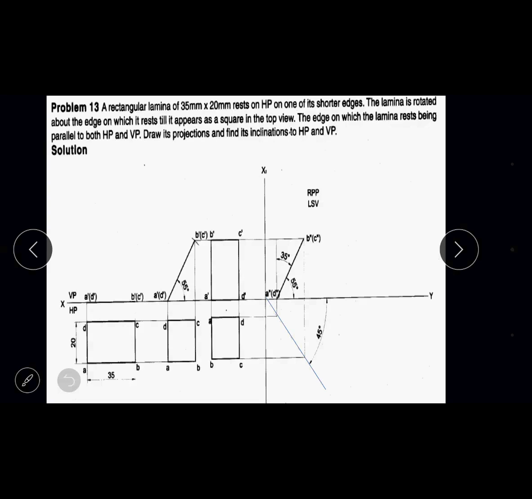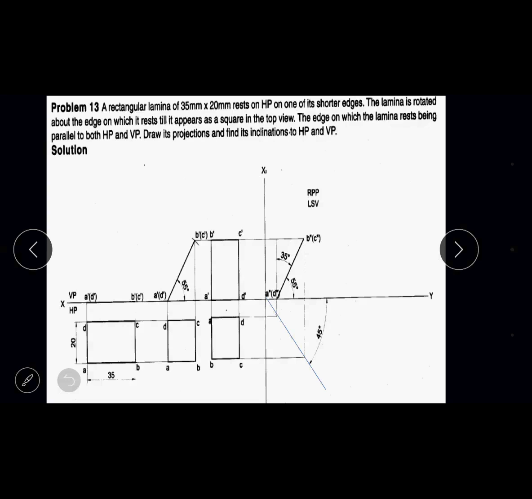Instead of a square lamina, a rectangular lamina of 20 and 35 is given. In the previous problem the view was a rectangle; here in this problem, it will be a square of 20. A rectangular lamina of 35 into 20 rests on HP on one of its shorter edges. The lamina is rotated about the edge on which it rests till it appears as a square in the top view, the edge on which the lamina rests being parallel to both HP and VP. Draw its projection and find its inclination to HP and VP.